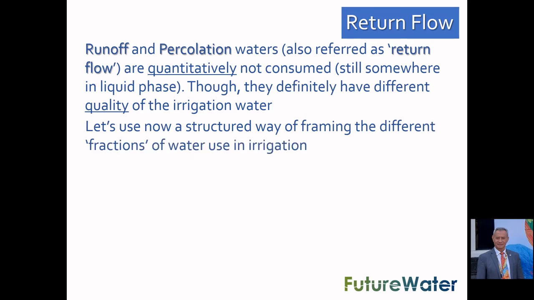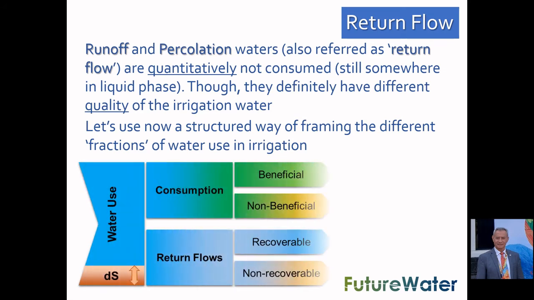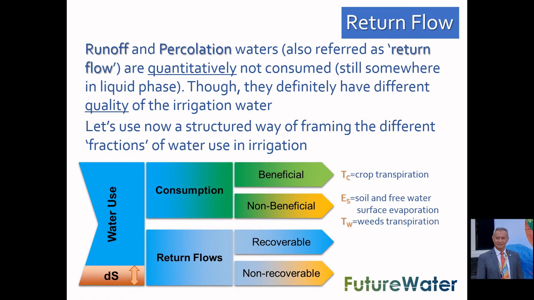But let's now use a structured way of framing the different fractions of water use, particularly referring, of course, to irrigation. We will use a framework that represents a sort of water accounting, and you will be using it in the real water saving training. Here, water used can be distinguished into two forms. We have, as said, the consuming water use, so consumption, which is the one that changes phase. It goes into evapotranspiration. And the quota that instead returns to the system, either as runoff or percolation, is called return flow.